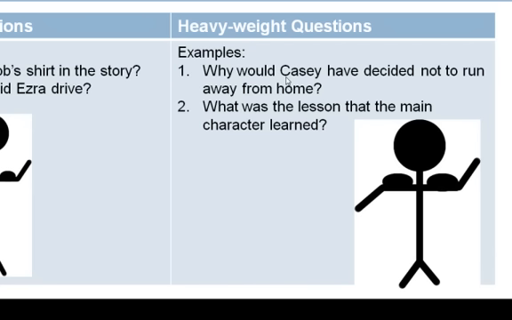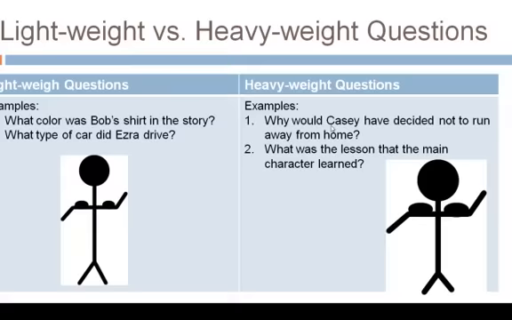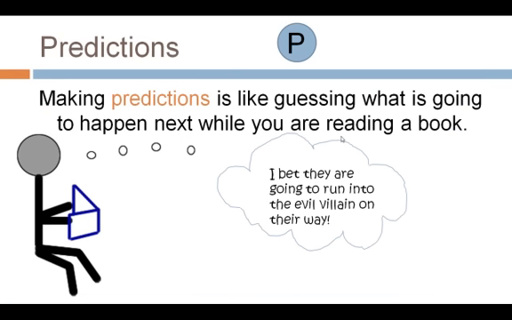Examples would be, why would Casey have decided not to run away from home? The author may not tell us exactly why Casey decided not to want to run away from home. That's a conclusion we have to make on our own. Or a second example, what was the lesson that the main character learned? Again, the author may not come right out and tell us. So those are 2 types of questions.